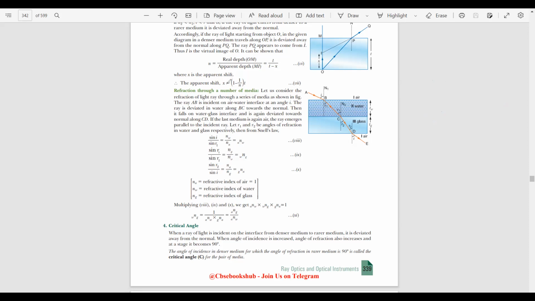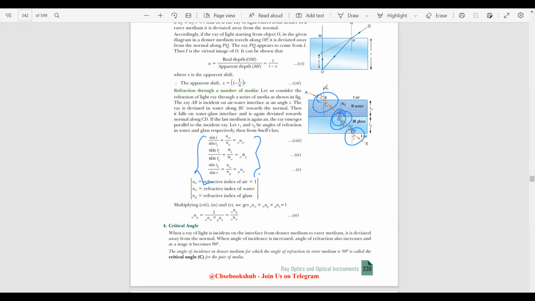It's moving away. That's what we are doing here. Sin i by sin r for the first. Then second, sin r, as this reflected ray will be incident on the second medium. This one and the third one. There are 3 times refraction happening here. Change of media.